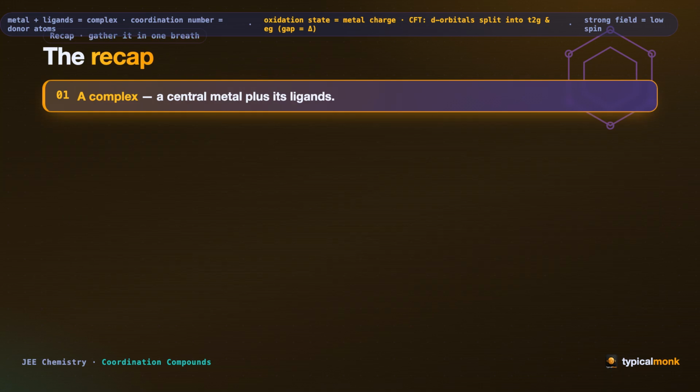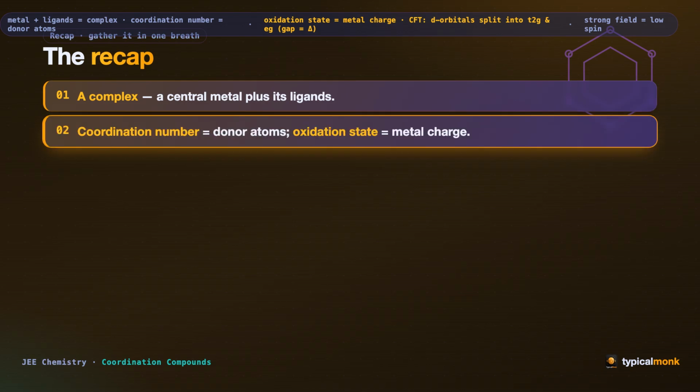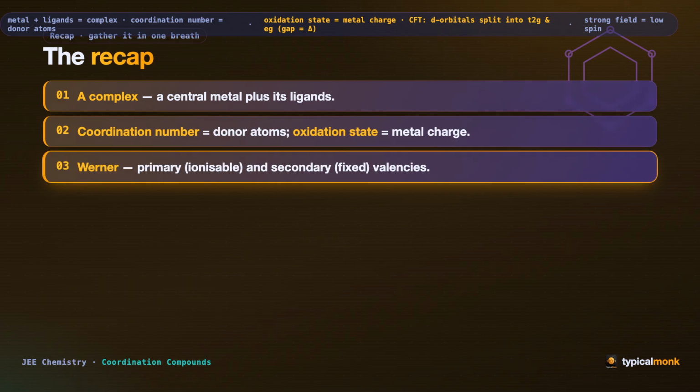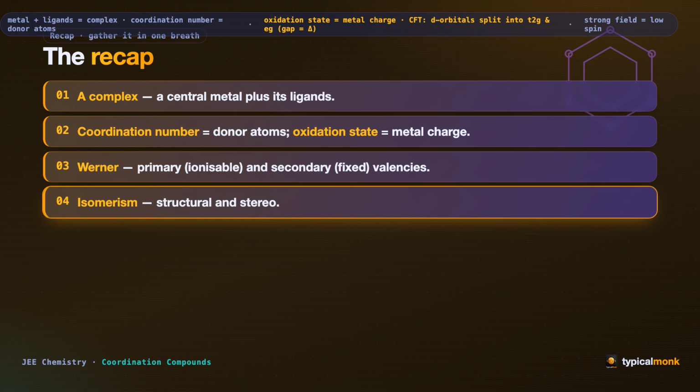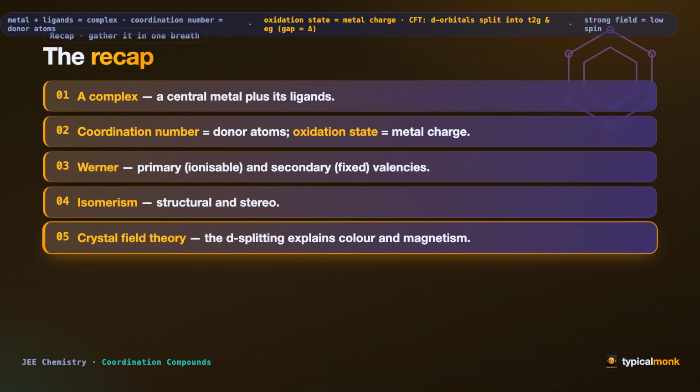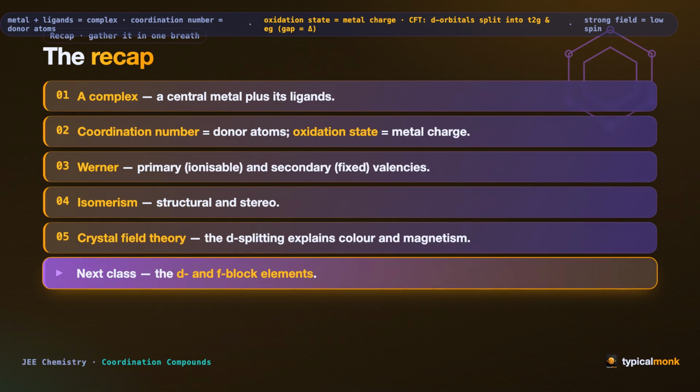Let us gather it all in one breath. A complex, a central metal plus its ligands. The coordination number equals donor atoms. The oxidation state equals the metal charge. Werner, primary, that is ionizable, and secondary, that is fixed, valences. Isomerism, structural and stereo. Crystal field theory, the d-splitting explains color and magnetism. Next class, the d and f block elements.